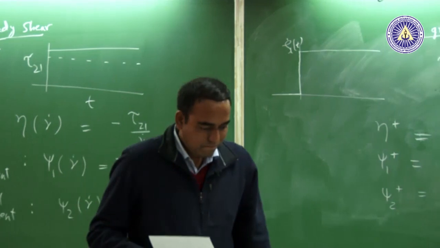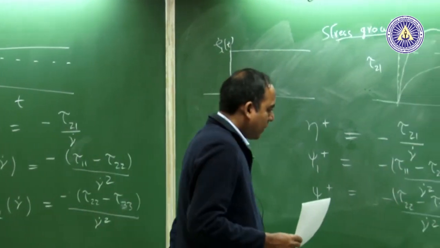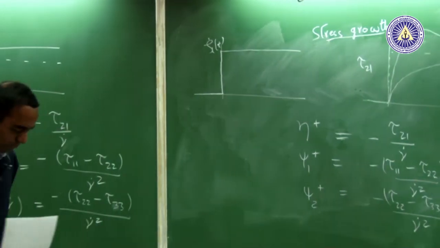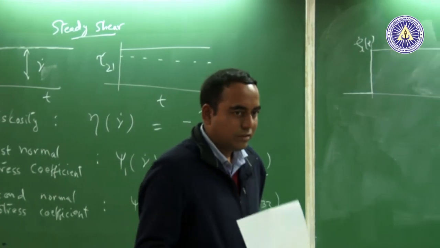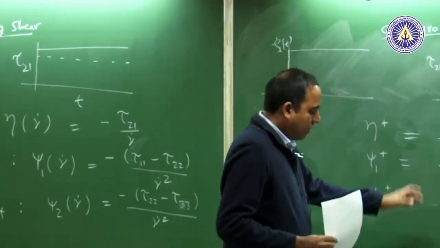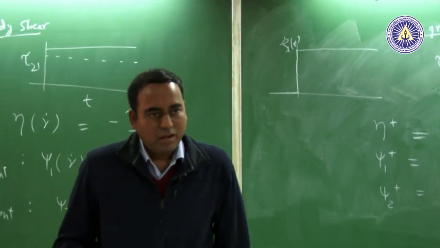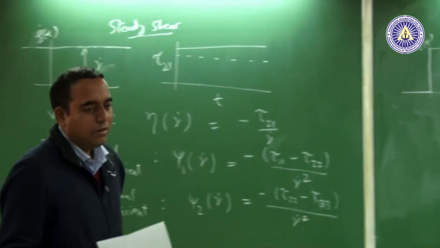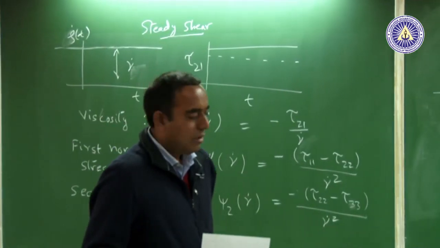Is there any motivation for dividing by gamma dot square? Why not use something else? I see. That I am not very sure. I can check up and see. I do not know, because all of these are actually from data, and you typically measure the stresses. Now, why gamma dot square and why not any other thing, that I am not very sure. I will have to come back later on it.